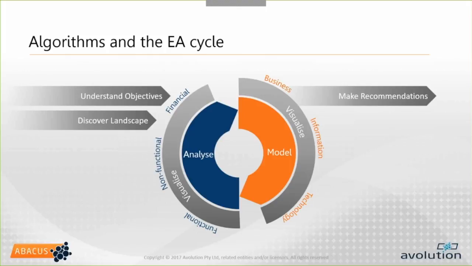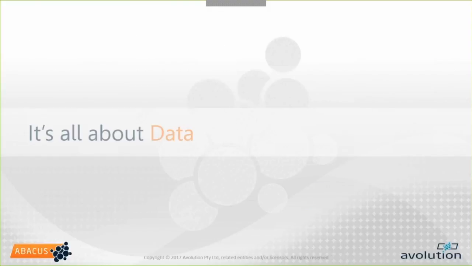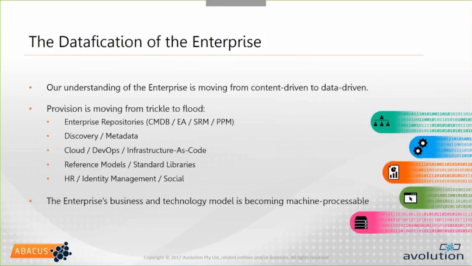So where do we see algorithms playing in this space? Well, we see them playing in those three core activities of modeling, analyzing, and visualizing. And I'm going to take you through some examples of all three of those. But before I do that, I want to talk about how it is we can talk about EA algorithms at all. So what is it that's changed that means we can talk about algorithms in the enterprise architecture space?